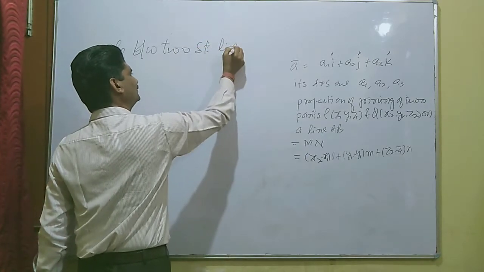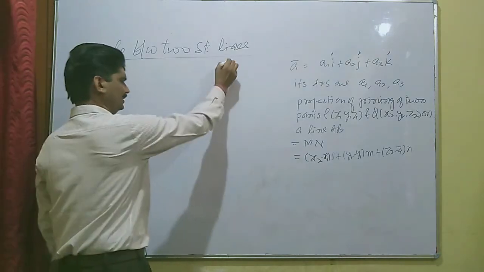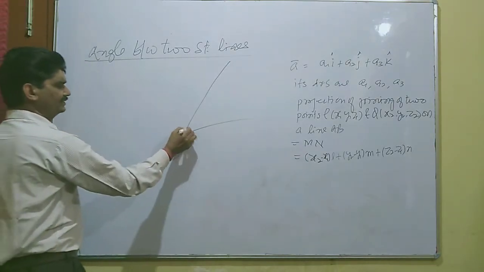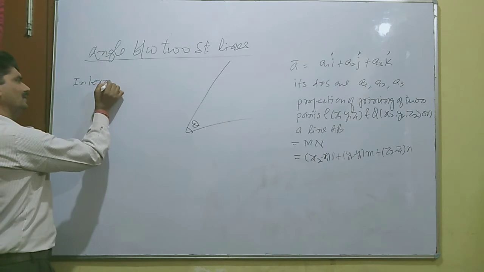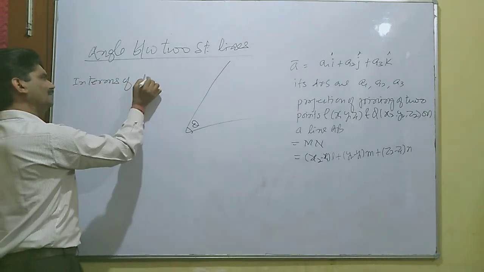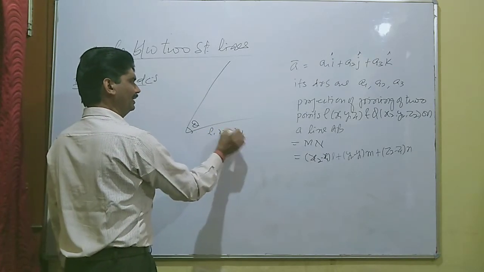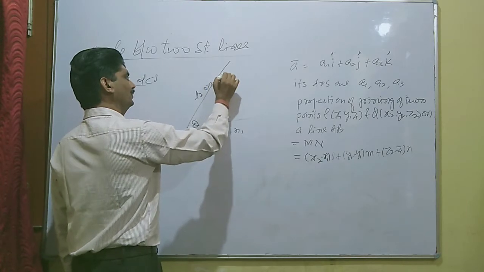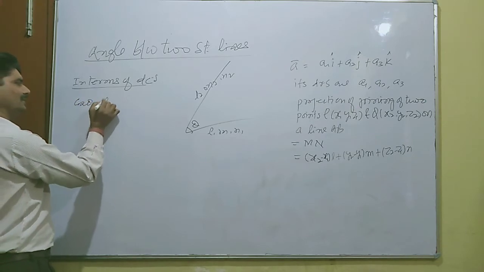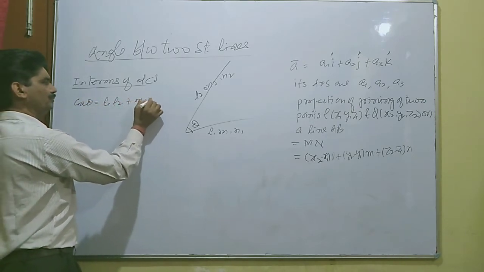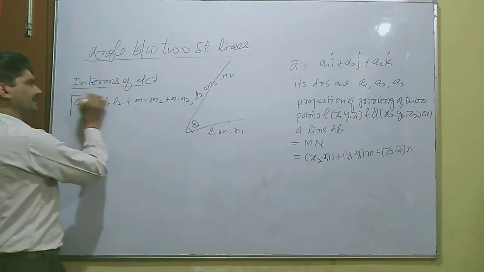Two straight lines. Suppose there are two lines and the angle between them is theta. So first, in terms of DCs, let the DCs of the lines be l1, m1, n1 and l2, m2, n2. So if the angle is theta, then cos theta equals l1 l2 plus m1 m2 plus n1 n2. This is the formula for the angle between two lines.